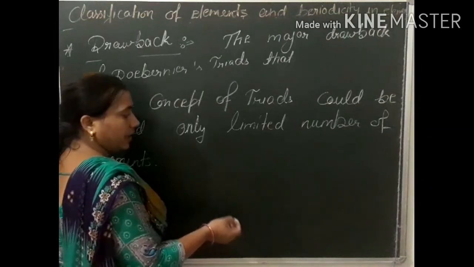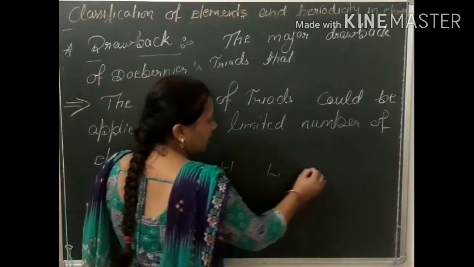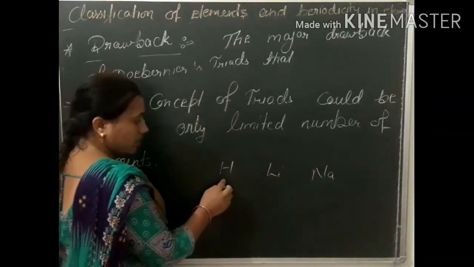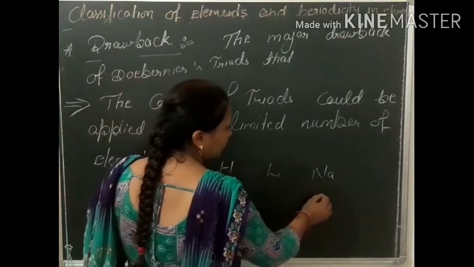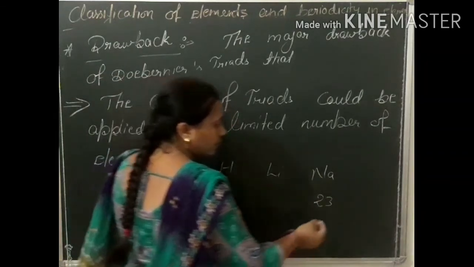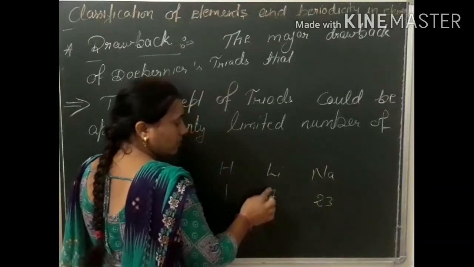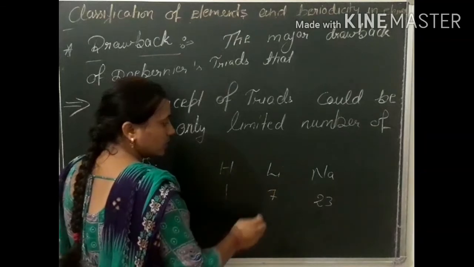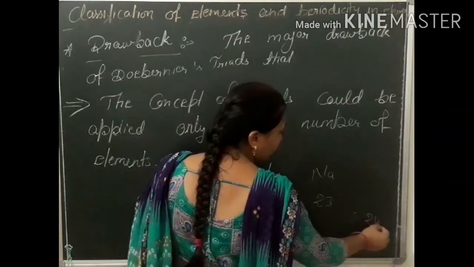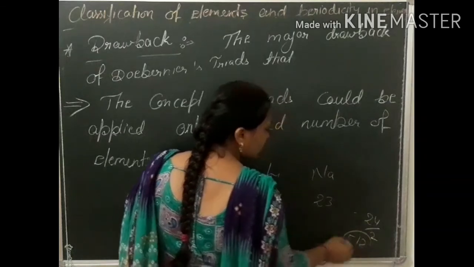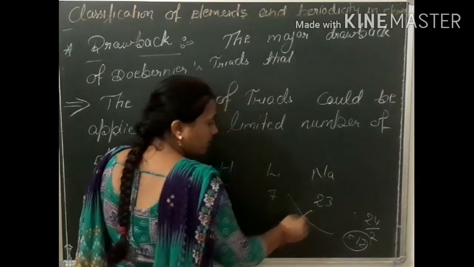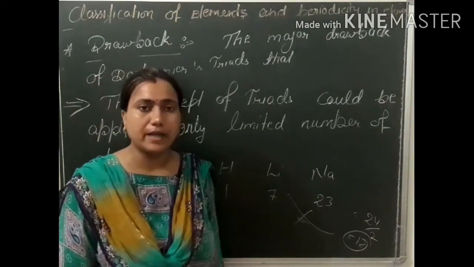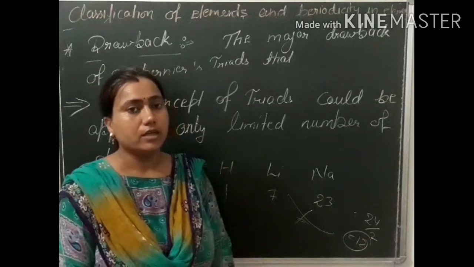if we take the triad of hydrogen, lithium and sodium, it is not applicable for this triad. The atomic mass of hydrogen is 1 and of sodium is 23, and the atomic mass of lithium is 7. The arithmetic mean of hydrogen and sodium is 24 by 2, which is equal to 12, which is not equal to the atomic mass of lithium. So this was discarded because it is applied only to a limited number of elements.